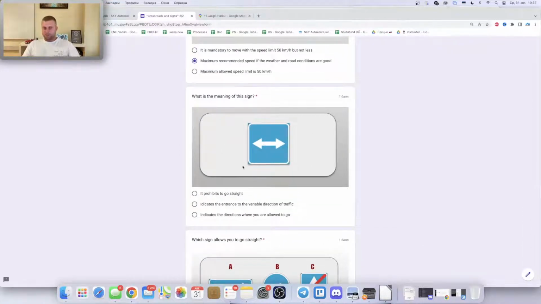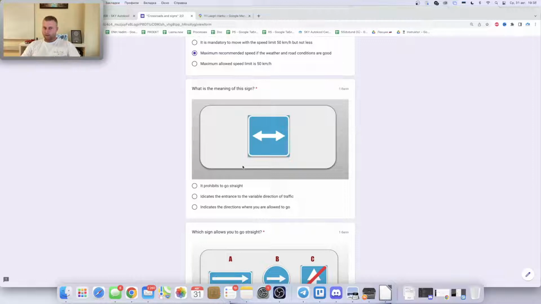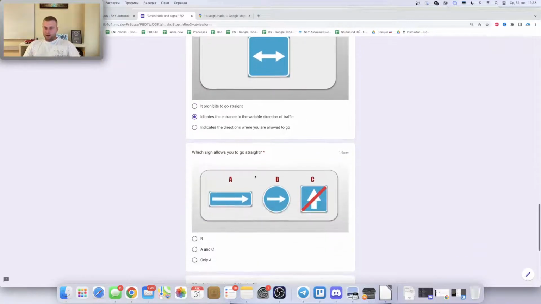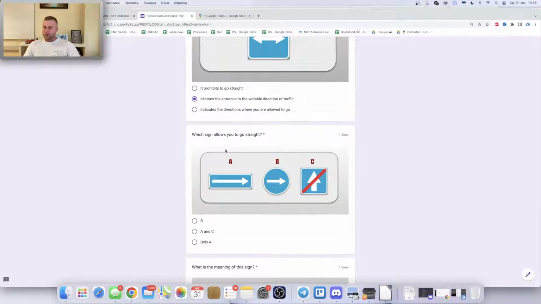What is the meaning of the sign? Variable direction. Variable direction sign, yeah. It indicates the entrance to the variable direction of traffic. Which sign allows you to go straight? C and A, yeah. So what does the sign mean? End of the one-way road. Yes, end of the one-way road. That's correct.